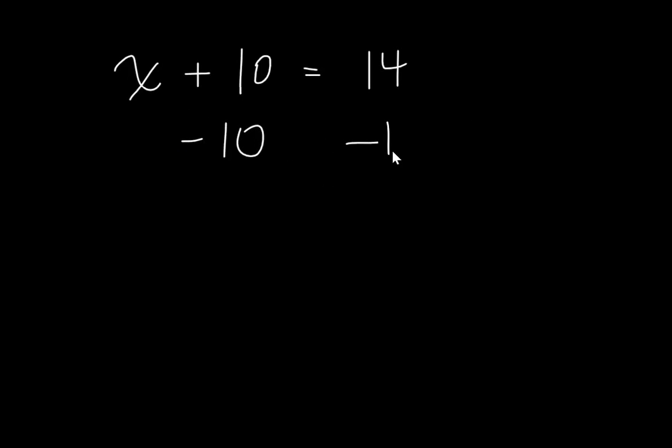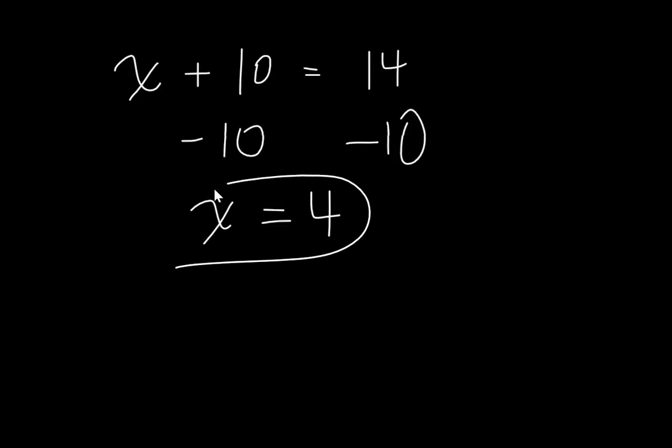Alright, let's do a few practice problems. Let's do x plus 10 is equal to 14. Solve for x. I'm going to assume that you finished. The first step is to subtract 10 from both sides. Now, you get x is equal to 4. And that's your answer.